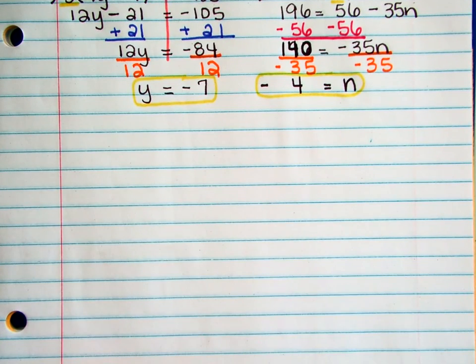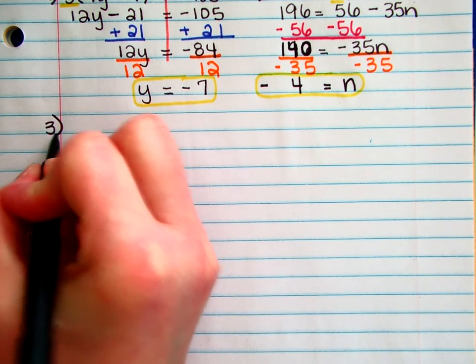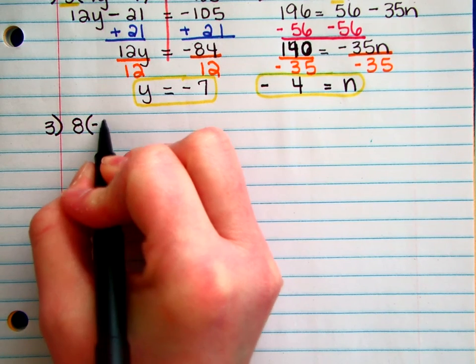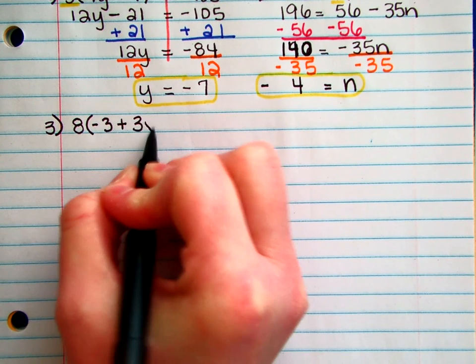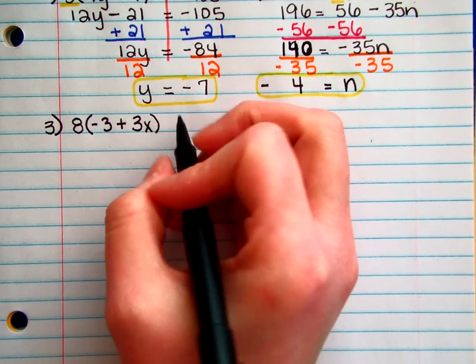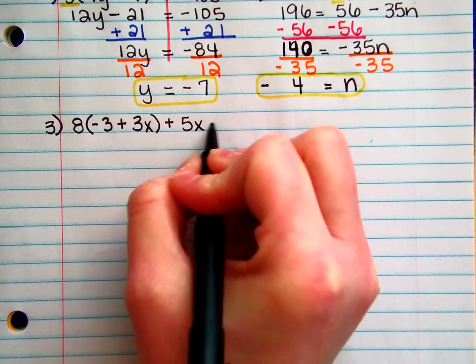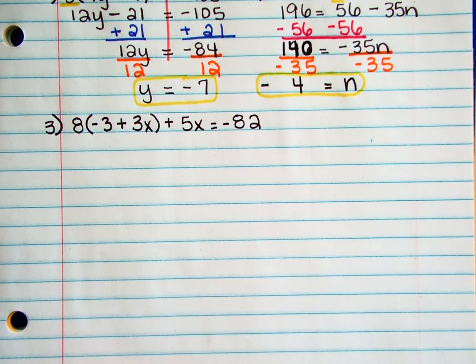Alright, number 3. Let's step it up a notch. Oh yeah. Number 3. How about 8 times negative 3 plus 3x. Oh, that's not all. I'm not just throwing a negative at you. Oh no. I'm adding another term, plus 5x equals negative 82. Oh yeah. Totally did that.